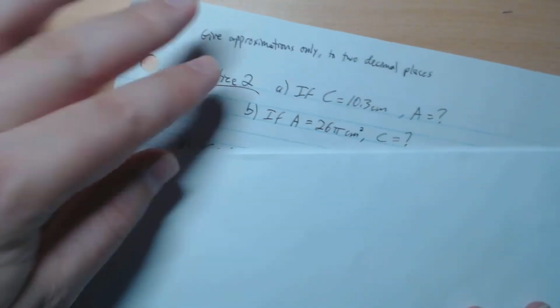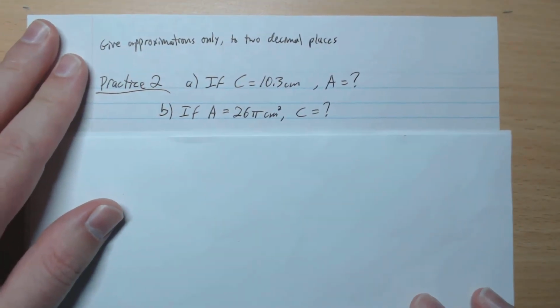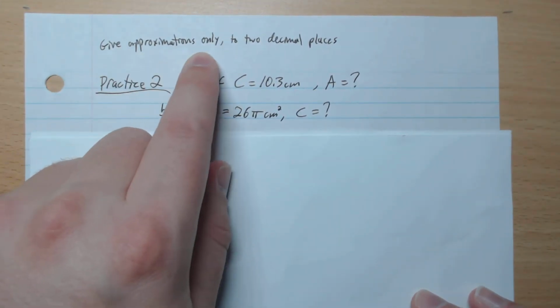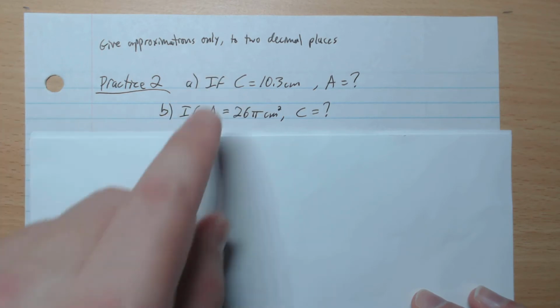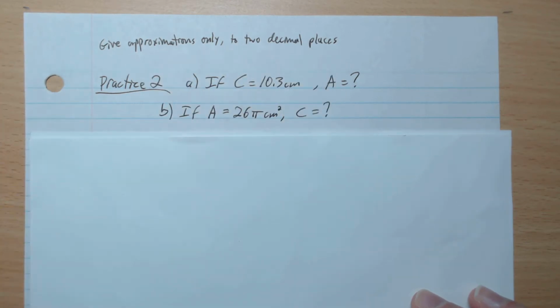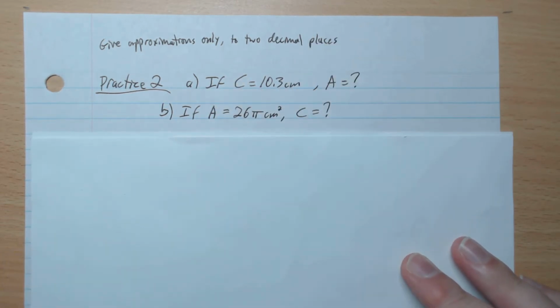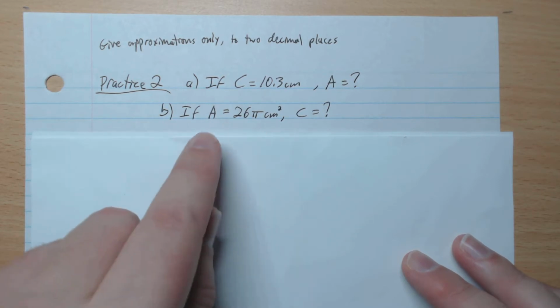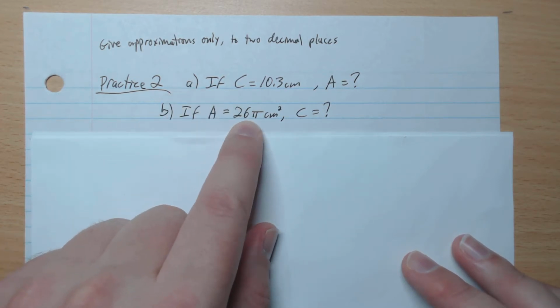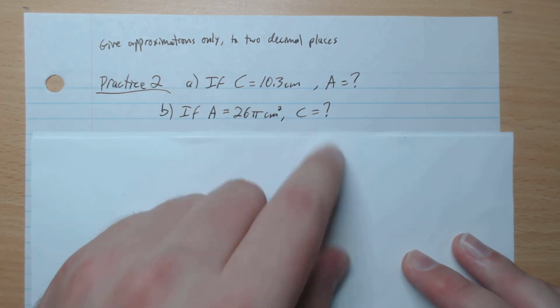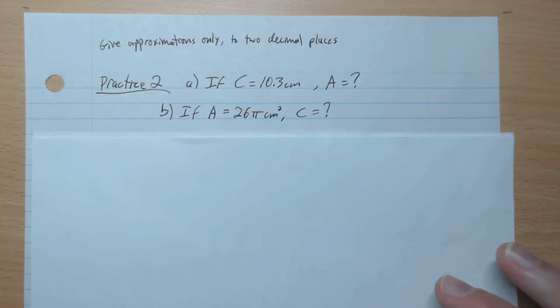Okay, practice number 2. For this problem, give approximation only, so no exact values, and you're going to give 2 decimal places. So A, if the circumference is 10.3 centimeters, what is the area? B, if the area is 26 pi centimeters squared, what is the circumference? So go ahead and pause the video and answer that.